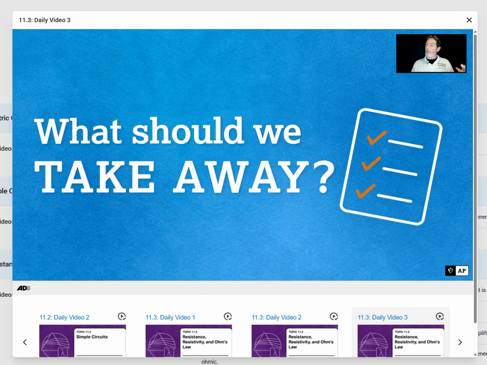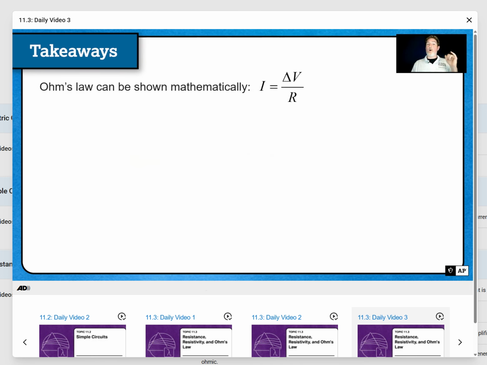What should we take away from this video? We should take away that Ohm's law can be shown mathematically, where current is equal to the change in potential over the resistance of a component in a circuit or a section of the circuit. Current is directly proportional to the potential difference. As potential and voltage increase, the current increases directly with it. It is inversely proportional to resistance. As resistance increases, the current through that section of the circuit, through that component, decreases.